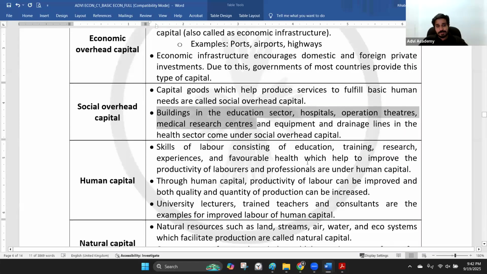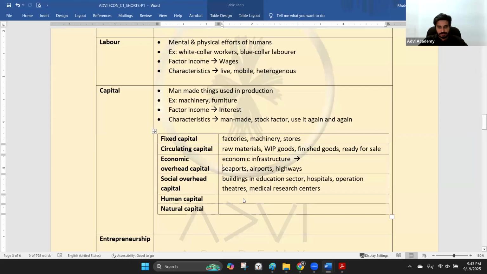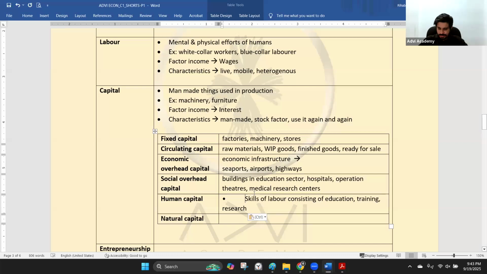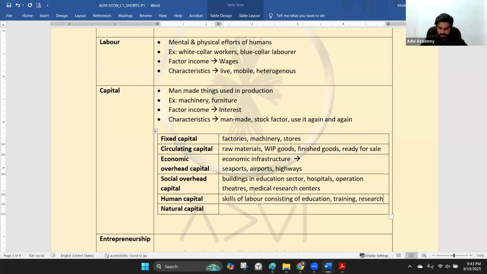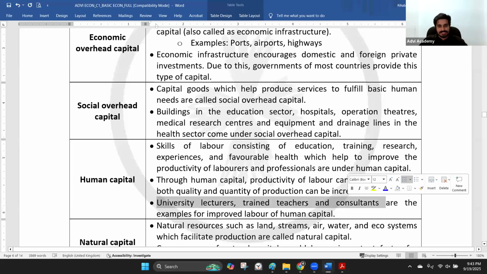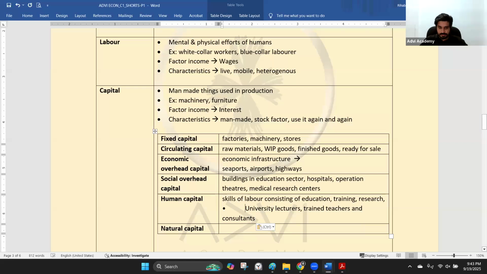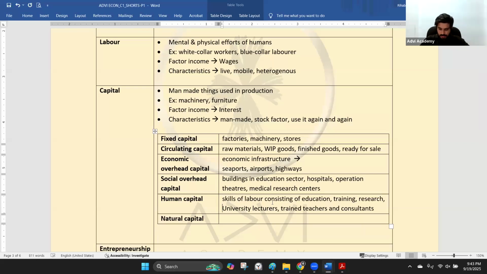Now, next we come to human capital. This is the area where the skills of labor come into consideration. So skills of labor consisting of education, training, research. And we have also said university lecturers, trained teachers, consultants, right? And consultants.